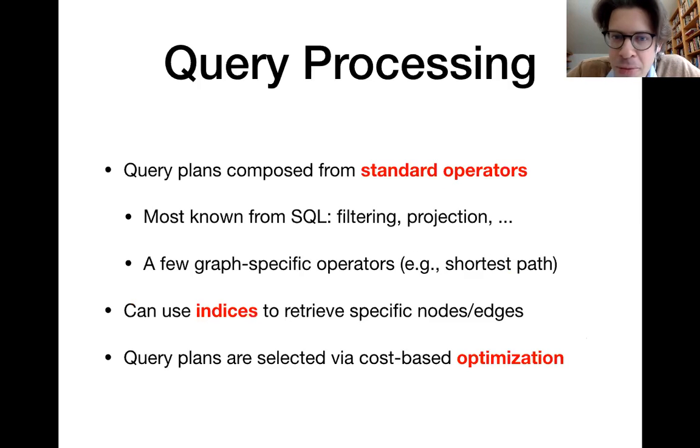If a query comes in, then it is translated into a query plan, which is composed of standard operators. Many of them are essentially known from SQL processing. You have operators for filtering, for projection, and so on. You have also a few graph-specific operators. For instance, if you want to find shortest paths between certain points in your graph, then there are some specialized algorithms available. And in order to find the best query plan for your input query, like the relational database management systems that we have seen here, we also use cost-based optimization.